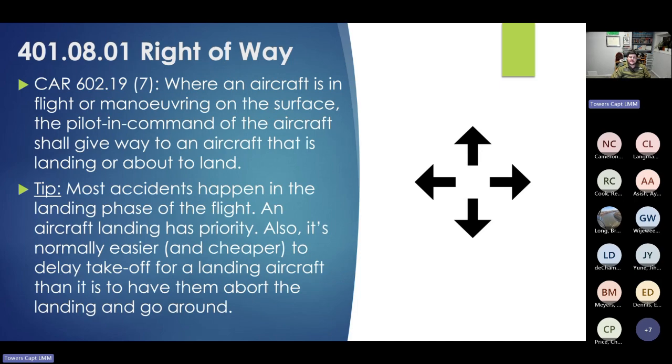Where an aircraft is in flight or maneuvering on the surface, the pilot in command of the aircraft shall give way to an aircraft that is landing or about to land. That's because most accidents happen in the landing phase of the flight, so an aircraft landing has priority. Also, it's normally easier and cheaper to delay takeoff for a landing aircraft than it is to have them abort the landing and go around.